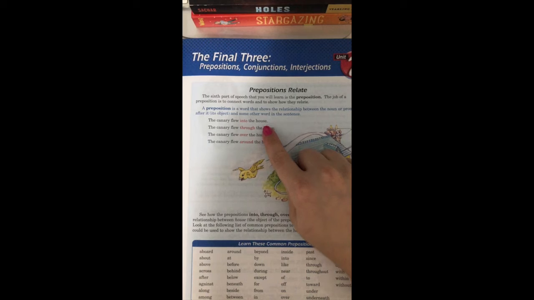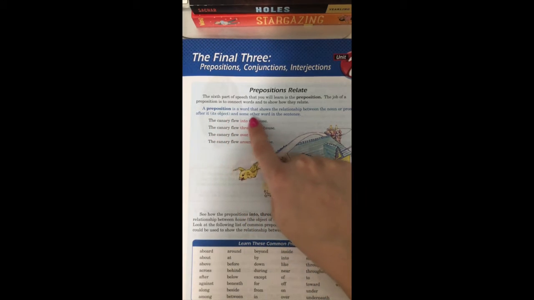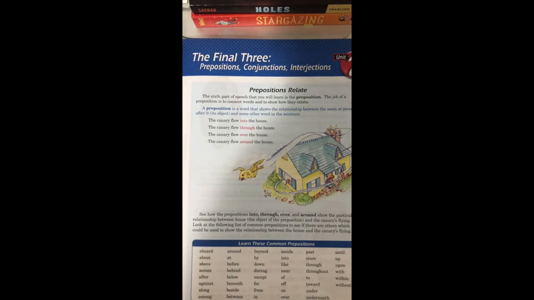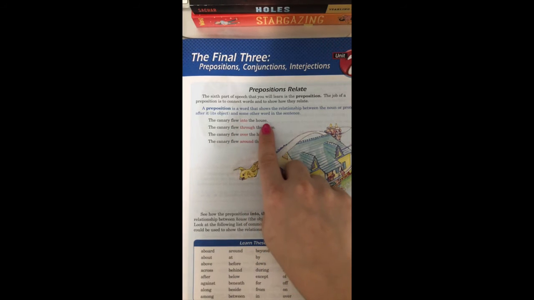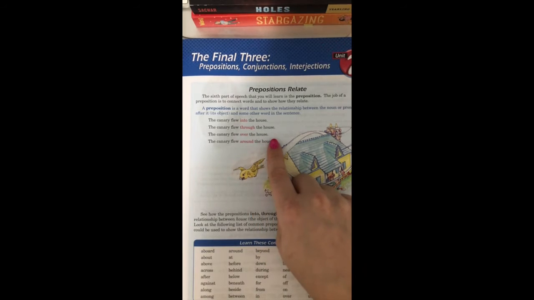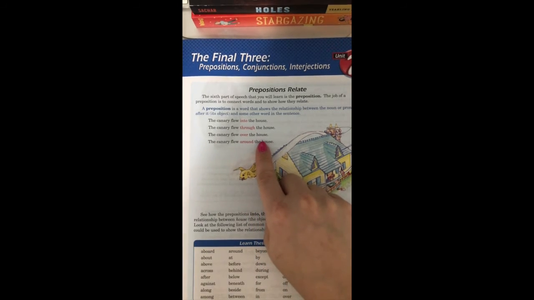A preposition is a word that shows the relationship between the noun or pronoun after it, or its object, and some other word in the sentence. So here are some examples of prepositions. The canary flew into the house. The canary flew through the house. The canary flew over the house. The canary flew around the house.